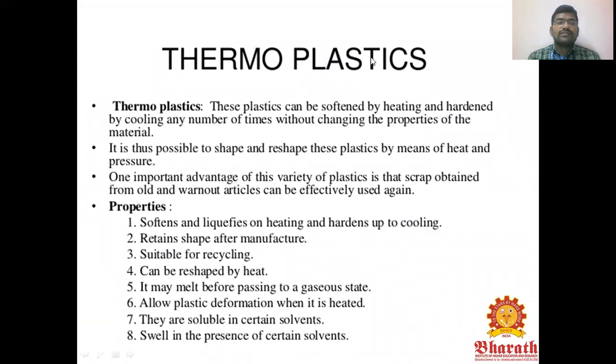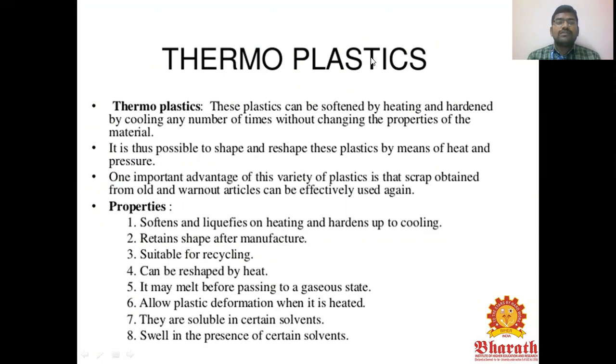These plastics can be softened by heating and hardened by cooling any number of times without changing the properties of the material. We can prepare that plastic from semi-recyclable material, and changing the shape is also possible. This plastic is called a thermoplastic.